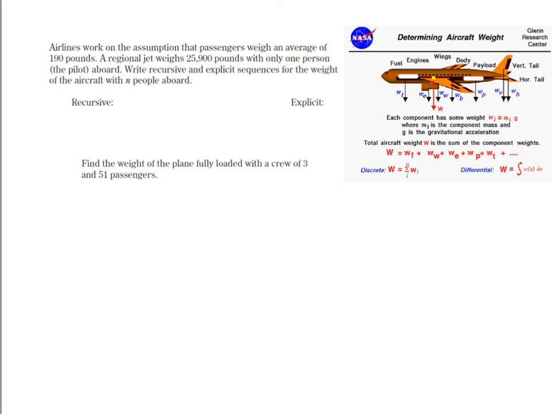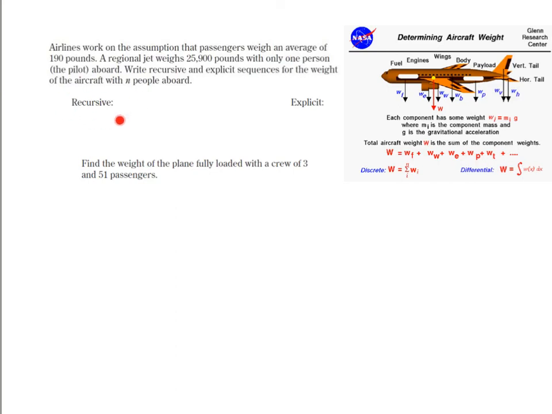It's a very good thing that they take into consideration that at least one person aboard that plane will be the pilot. Your task is to write recursive and explicit sequences for the weight of the aircraft with n people aboard. So n represents the number of people aboard. So n equal to 3 would be there's only 3 people aboard the plane. n equal to 150 means there's 150 people aboard. You see where this is going.